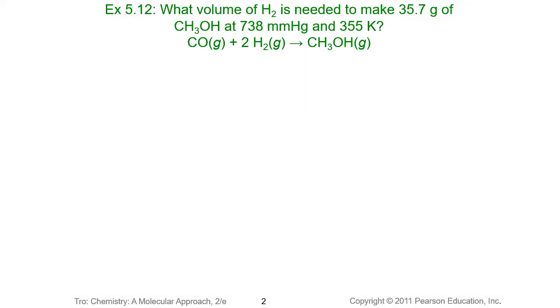So let's try an example where we're looking at a chemical reaction involving gases. We want to find the volume of hydrogen that is needed in order to make methanol. Because we're given grams, we can convert to moles to use our balanced chemical reaction. So 35.7 grams of methanol.